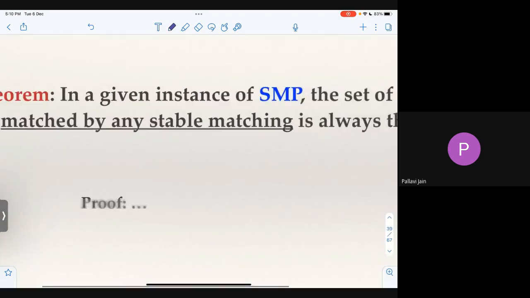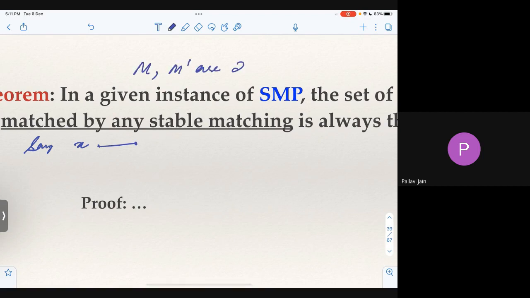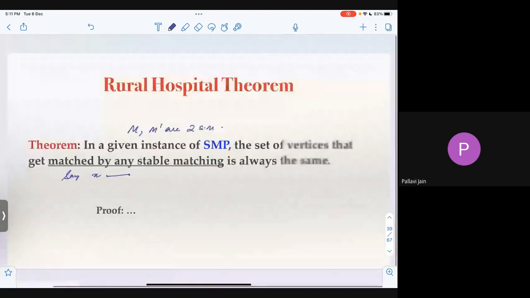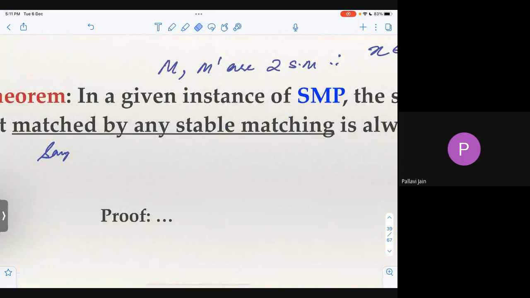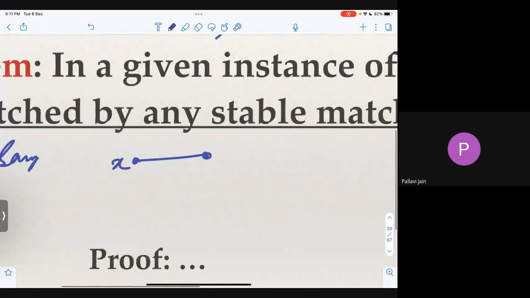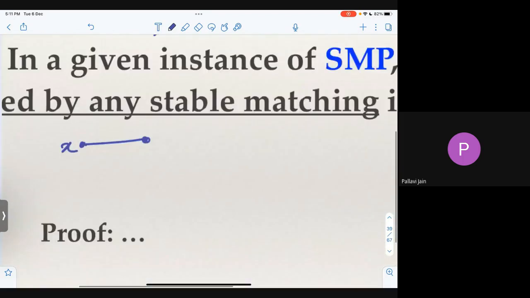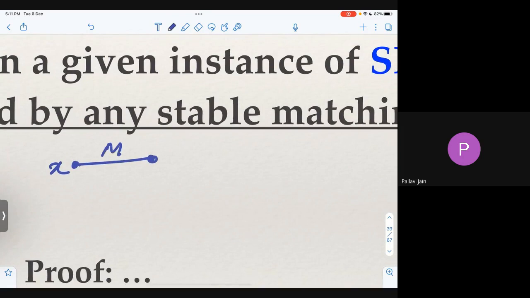All right. So basically, let's say X is unmatched in, so M and M prime are two stable matchings, okay? X is matched in one and X is not matched in the other, okay? So let's just do some drawing, and we will see actually it works here. X is matched in M, not in M prime. So this is the M edge, okay?